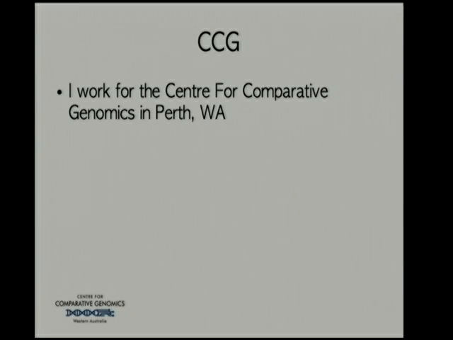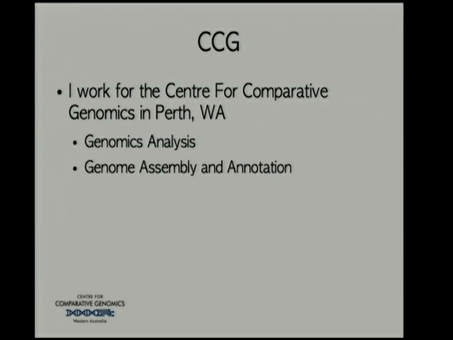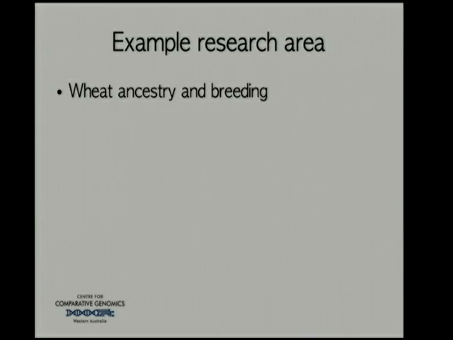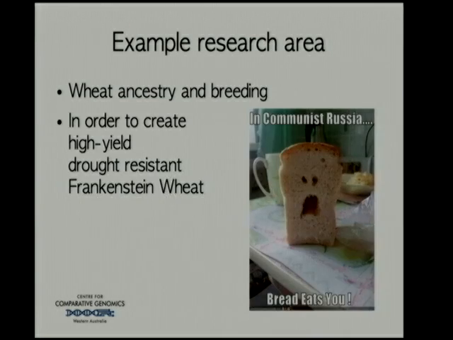All right, cool. Python and science love. Firstly, some context. I'm from a company called CCG over in Perth. It's the Centre for Comparative Genomics. We do genomics analysis, assembly, annotation, alignment, sequencing, metabolomics, protein expression, and cell biology. I'm not a biologist, I'm just a computer guy. An example research area is wheat ancestry. Wheat has a huge, long ancestry, and we breed all sorts of different types of wheat, trying to create a super Frankenstein wheat, right?